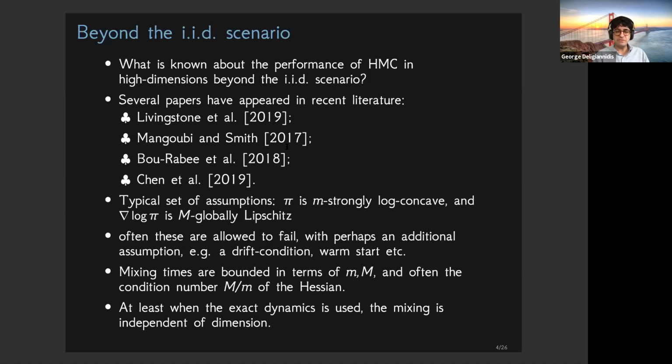So in some cases, these conditions are allowed to fail. For example, they can fail locally, around a small, well, small or large ball around 0. And in that case, you need to replace the global assumption with something that, for example, pulls you towards the origin, like a drift condition or warm start or something like that. And interestingly enough, when the exact dynamics are used, the mixing is independent of dimension, which is kind of what I want to talk about today.